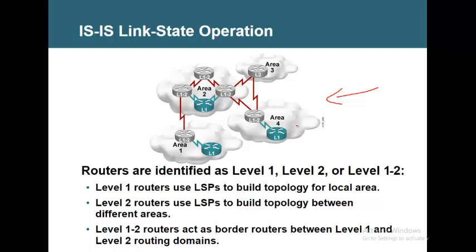This area 2 has accidentally become a backbone. It is not intentionally configured by us. It has become a backbone because it has got L2 to learn the network from other areas so that it can give it to this area whatever it learned from area 4, and it can give it to this area whatever it learned from area 1. So it's an accidental backbone area.